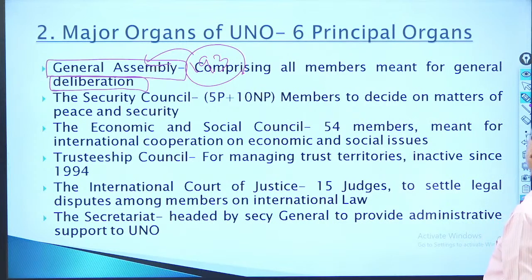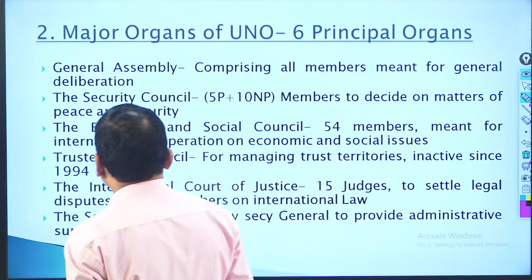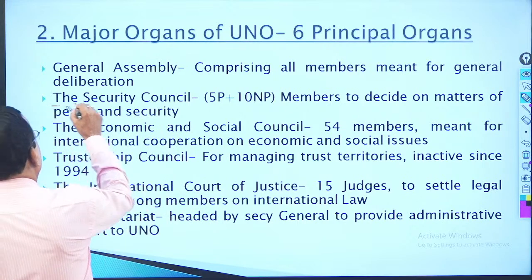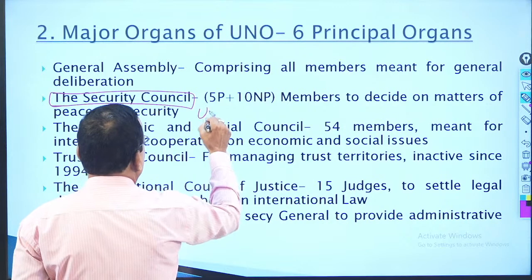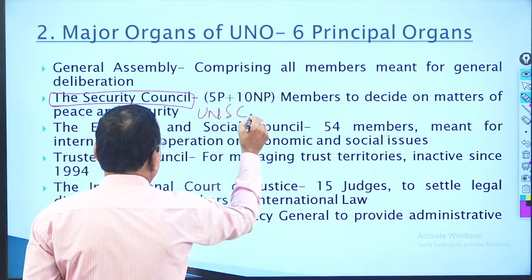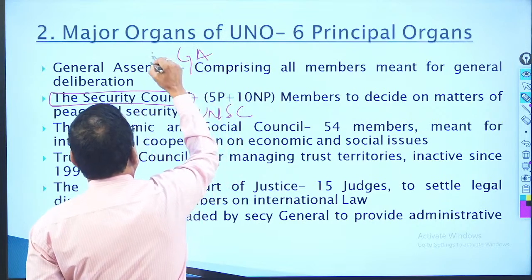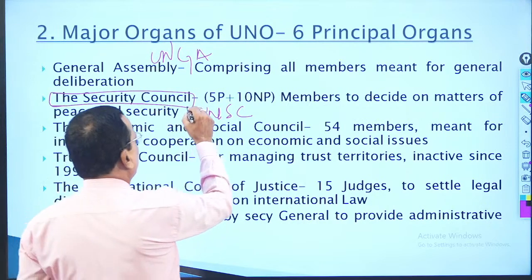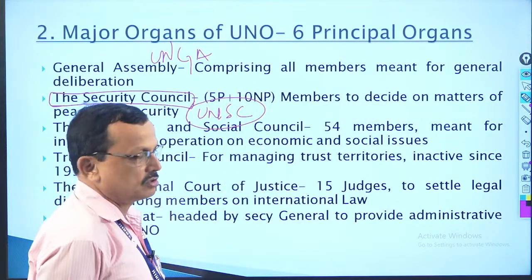But to give a quick view of these major organs, first one is General Assembly, it is the deliberative body. The second one is the Security Council, which in short is called UNSC, like the UNGA. The first one is called UNGA, the second one is called UNSC, the action wing of the United Nations.